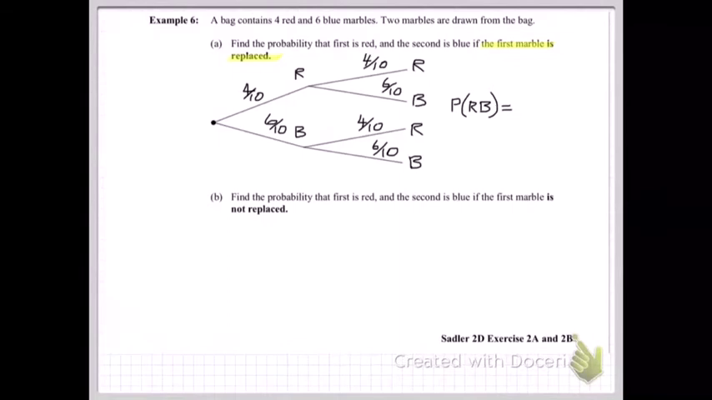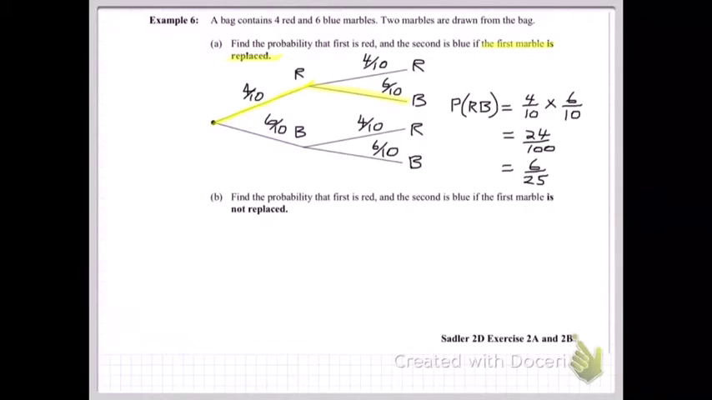So the probability of a red followed by a blue, have a close look at the tree diagram and you'll see that there's only one branch that gives us that outcome. So we multiply the probabilities together and that reduces to 6 over 25.